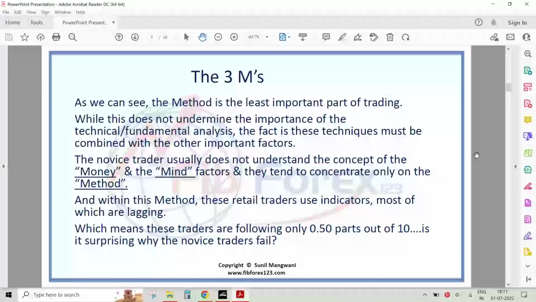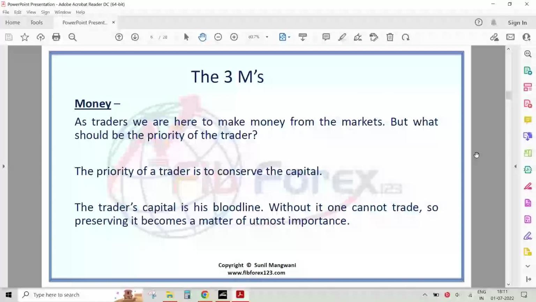And it's not surprising why the retail trader tends to fail. So, coming back from the three M's to money as it is on a priority, we'll be discussing the mind and method a little towards the end, but the concentration more on money. So, we are here to make money from the markets. Obviously, that's what you're trading for. So, what should your priority be?